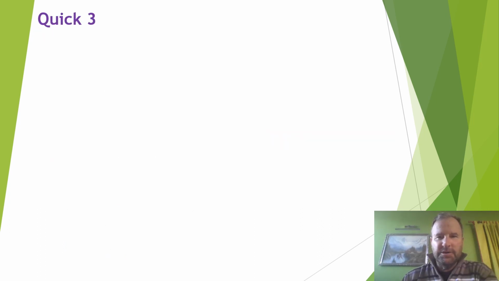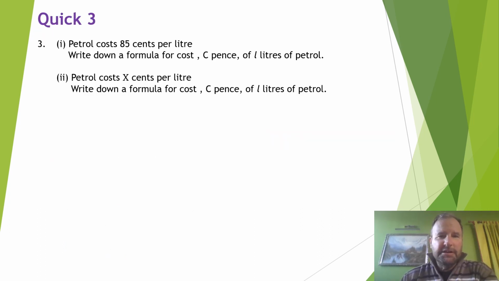So here comes the final question. Here's the question. There we go. Petrol costs 85 pence per litre. Write down the formula for cost C pence of L litres of petrol. Part 2 reads, petrol costs X pence per litre. Write down a formula for cost C pence of L litres of petrol. So I'll give you a bit of help there by writing in the letters for you. So pause the video and see what you can do about answering 3 part 1 and 2.